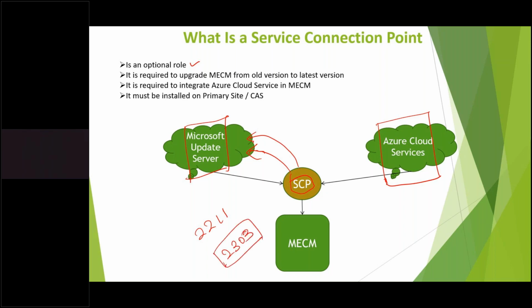Okay, so in our training, we will see how to upgrade SCCM from the old version to the latest version. That's the first role, as you see. Second, it will communicate to Microsoft Azure Cloud Services, because SCCM cannot directly communicate to Azure Cloud Services like Azure Active Directory, co-management, and cloud management gateway. So it is required to integrate Azure Cloud Services in MECM. It can be installed where? You can install this role on primary or central, either on primary, or you can install this on the central administration side.